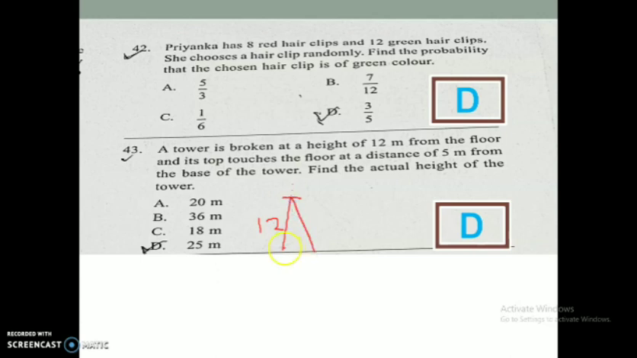The slanting side or the broken side of the tower can be calculated with the Pythagoras theorem. 12 square plus 5 square, so 144 plus 25, it gives you 169, which is 13 square. So 13 is the remaining portion of the tower which is broken, so 12 plus 13 is the answer. So you are getting 25 meter as the total height of the tower. So the option D is the correct answer. This is how you can solve this problem.